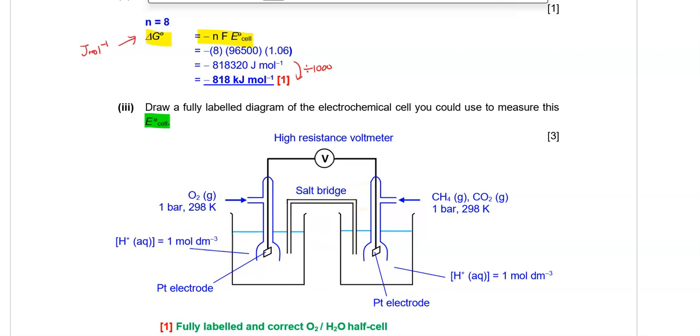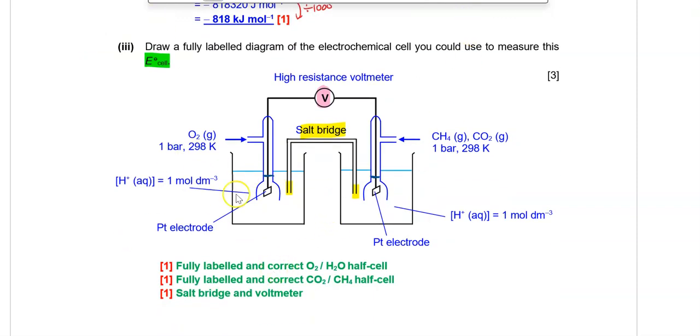So, things to take note. Important: draw in the solution level, the electrolyte level in the gas half cell. Your salt bridge is typically drawn with an open end. And of course, your voltmeter to measure the reading. So that is 3 marks; check your working for this. You can mark yourself accordingly.